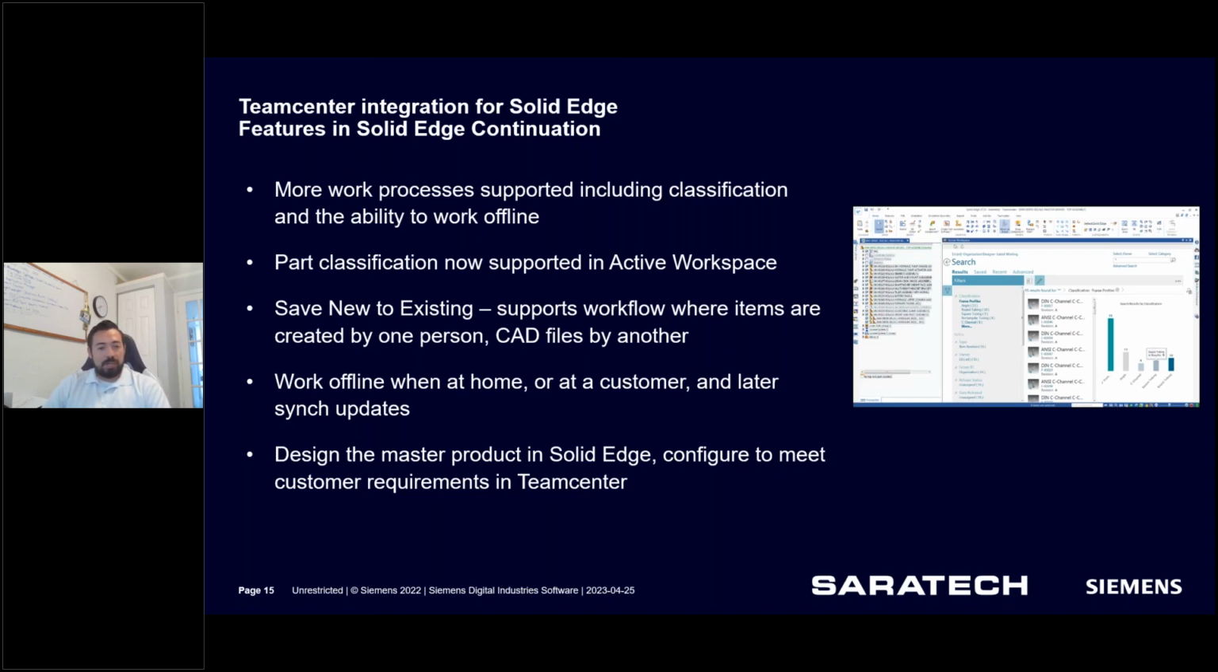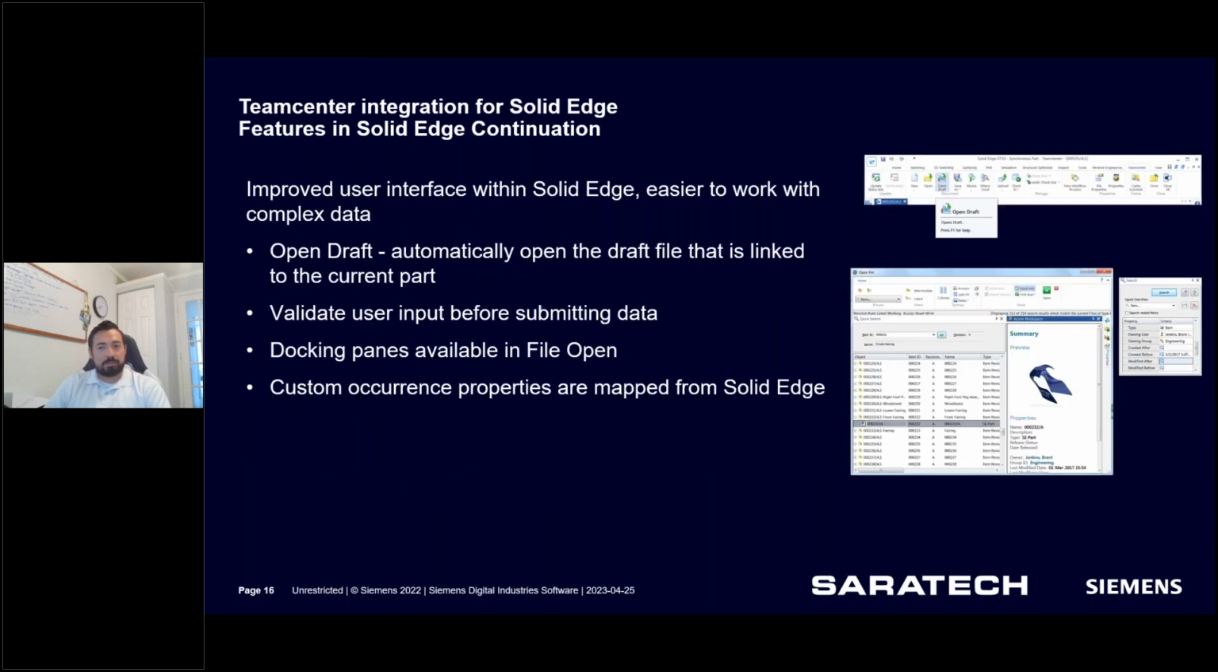You can also design the massive product in Solid Edge and configure it to meet customer requirements in Teamcenter. Improved user interface makes Solid Edge easier to work with complex data. So Open Draft automatically opens the draft file that is linked to the current part. You don't have to open the part, you can open the draft right away directly from Teamcenter. Validate user input before submitting data. Document panels available in file open. And custom occurrence properties are mapped from Solid Edge.